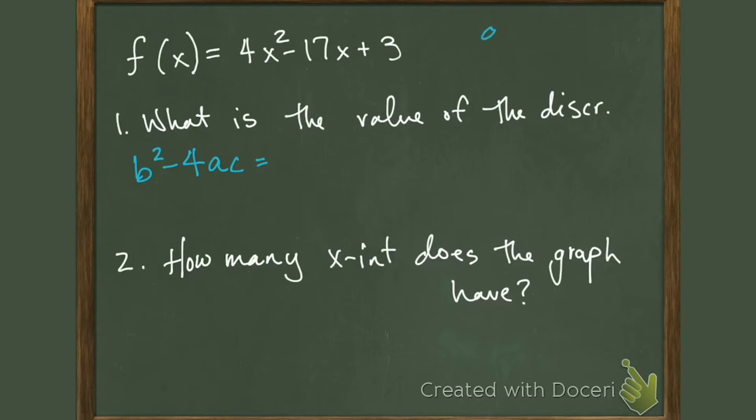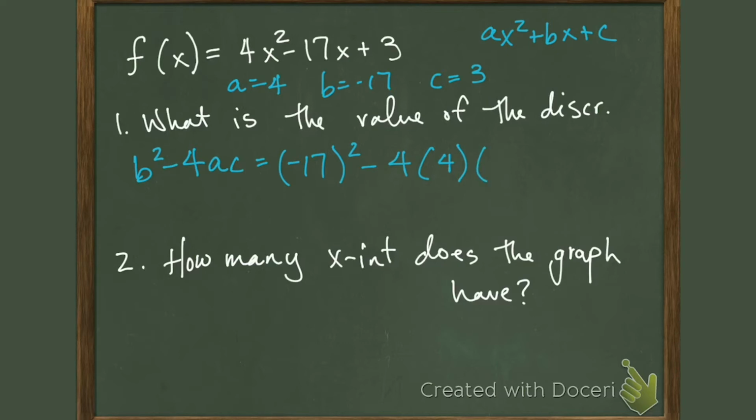All right, it's still ax squared plus bx plus c. So what's a and what's b and what's c? Well, a is 4, b is negative 17, c is 3. So I'm just going to plug that in here. So negative 17 squared minus 4 times 3, and we're going to use order of operations to do this.